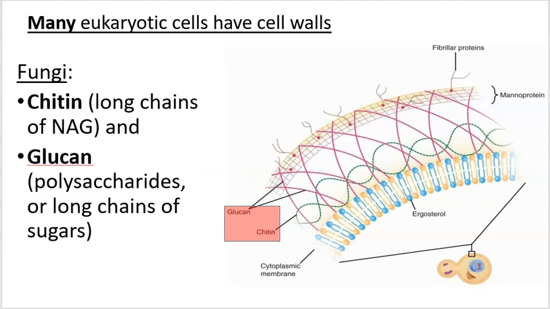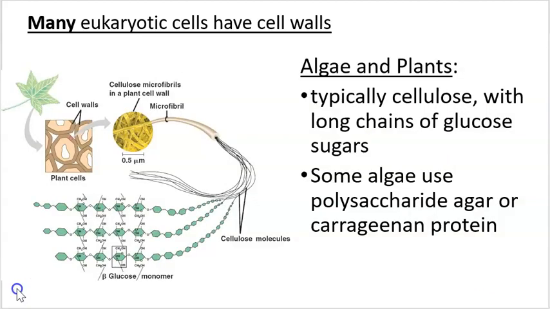And again, this is how we can place members in the fungus kingdom, because they all have this similarity in terms of their cell wall structure. And the cell wall on the outside of a fungus here is distinctly different from what we find with algae and plants that are out there. There, the cell walls are typically going to be cellulose, which is just long chains of glucose sugars. And when you look at the algae, some of them can actually use the polysaccharide agar, the stuff that we use in lab to solidify our liquid broth cultures, and others use a protein known as carrageenan, which you might find as an ingredient in your food because it actually is a thickener and causes your food to thicken.